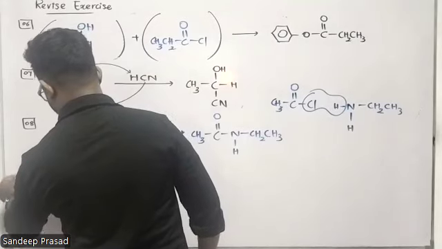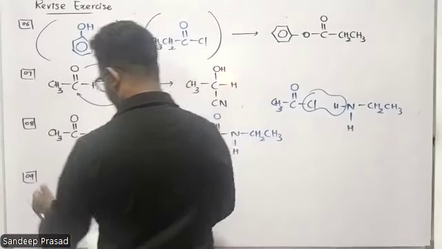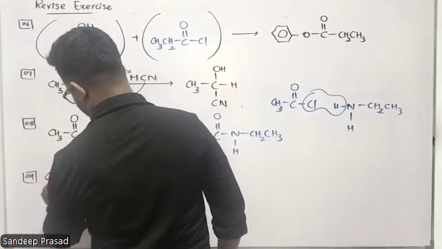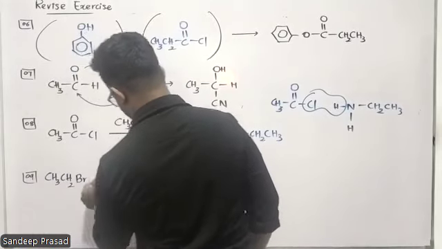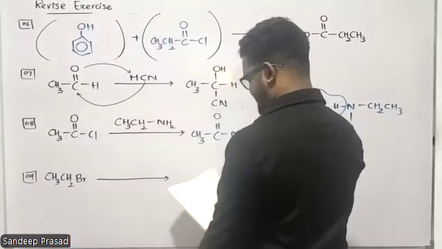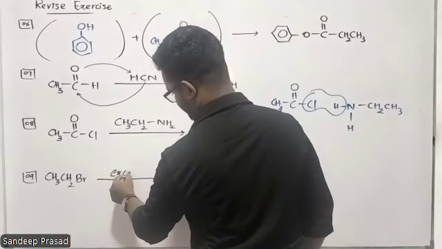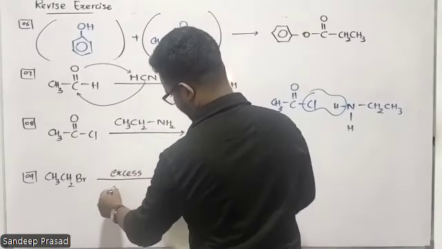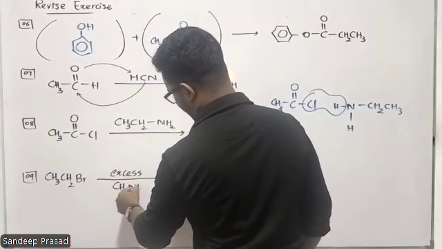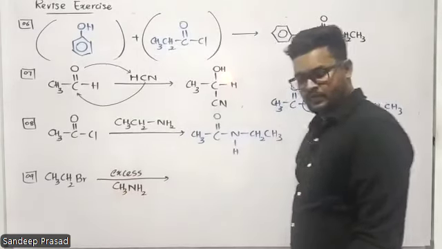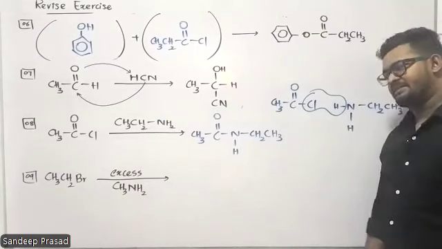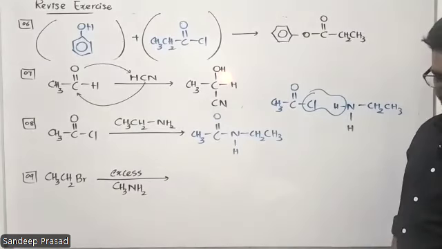How about number 9? Right, look at this one. CH3CH2Br, ethyl bromide, is reacting with excess methylamine. So when we add excess methylamine, what will happen?